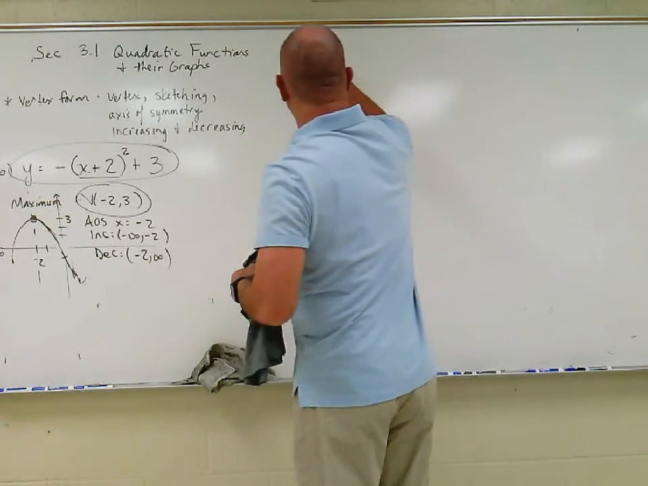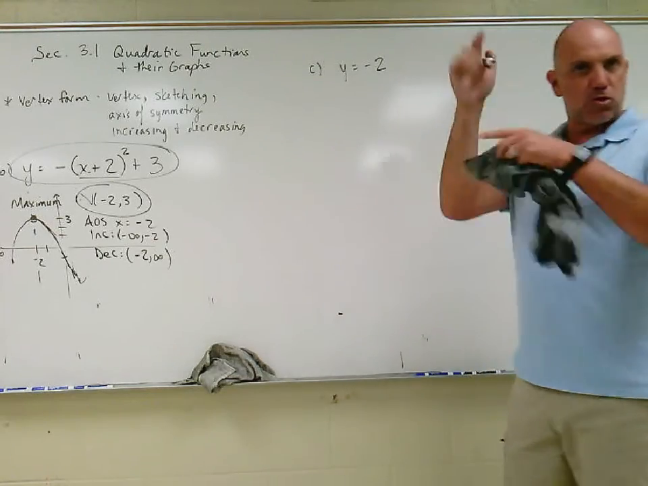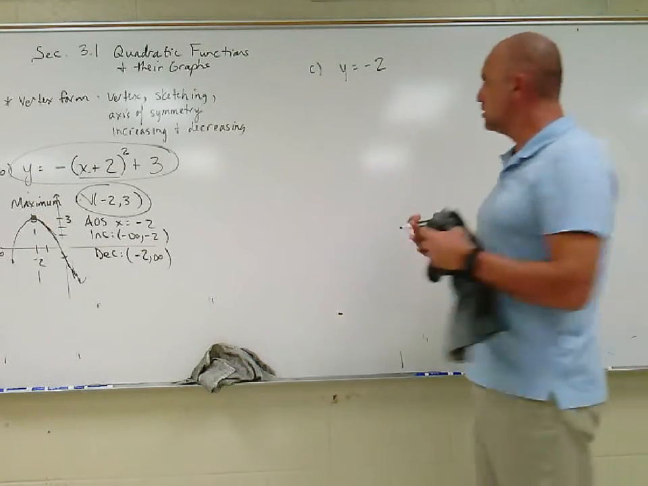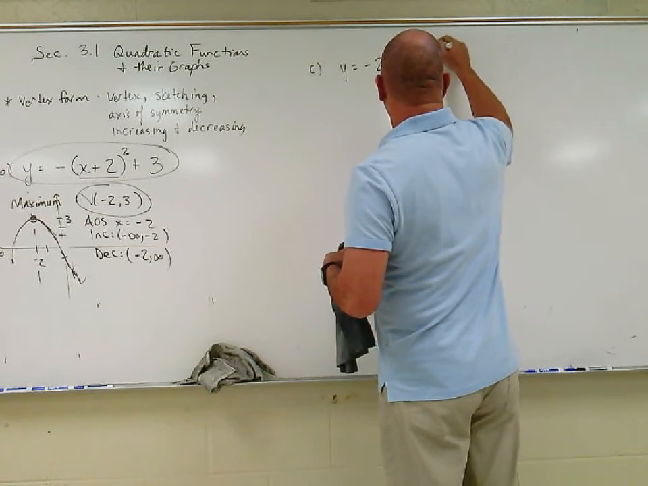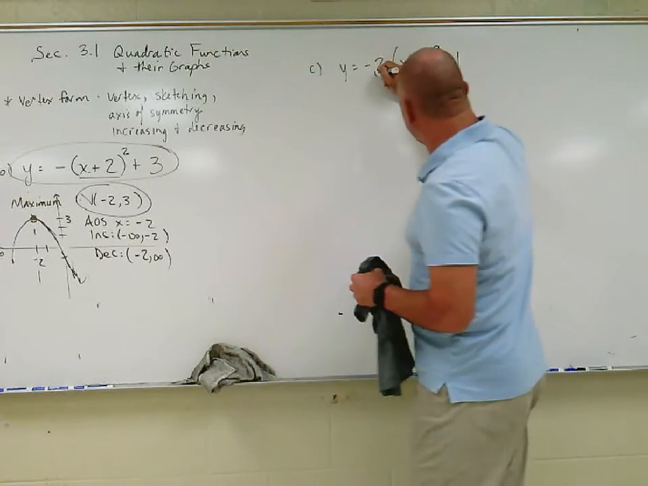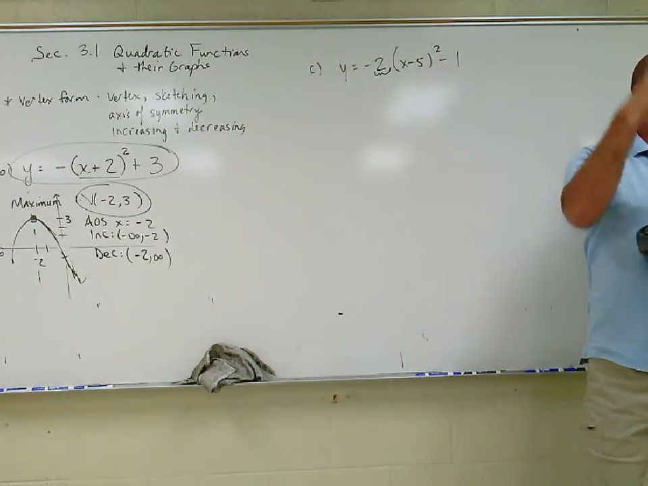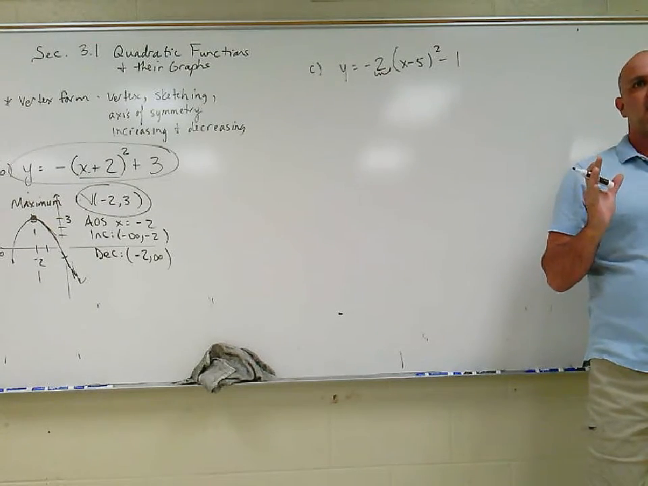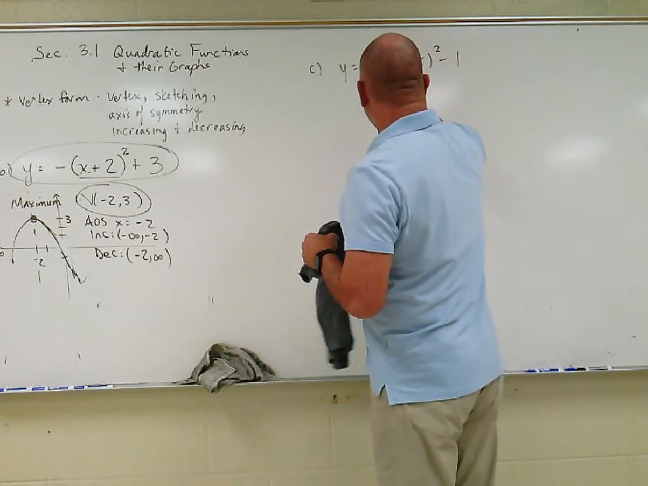Now, sometimes you could have a multiplier in front, like a -2. The 2 is just going to make it a bit skinnier. It's not going to really change much there. X minus 5 squared minus 1. So if there's a number in front, it just stretches the graph a little bit, so you don't need to worry about that. The location doesn't change. This is just a stretch.